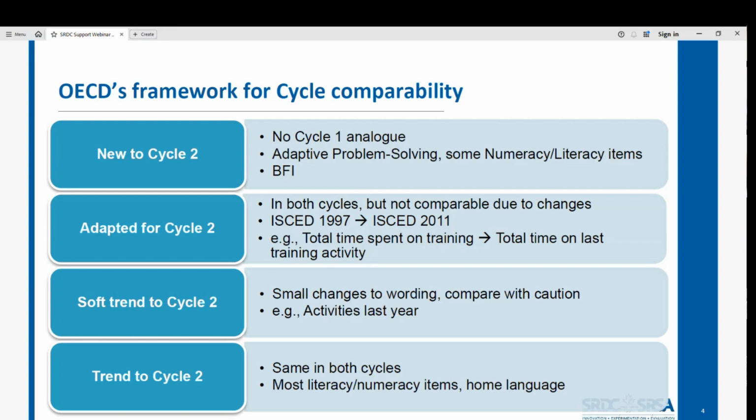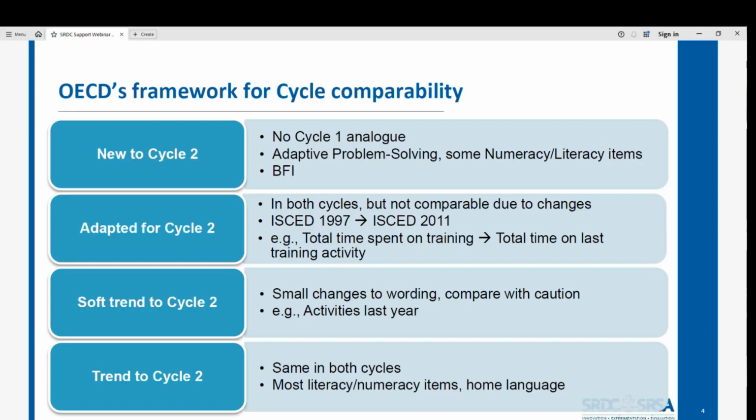There are others where, for instance, total time spent on training in cycle 1, this question is asking total time spent on training in the past year. In cycle 2, yes, and there are crosswalks between the ISCED criteria.